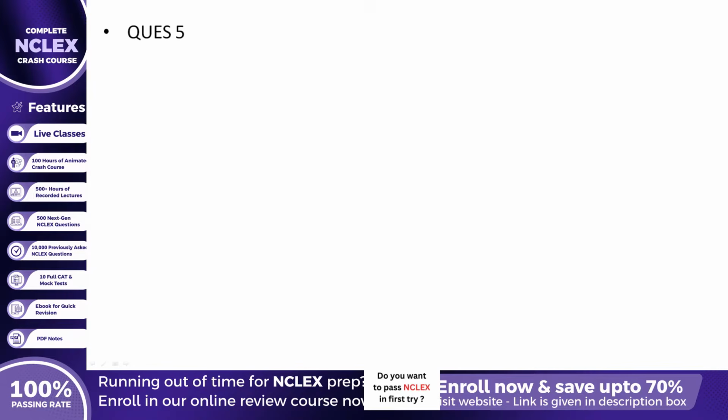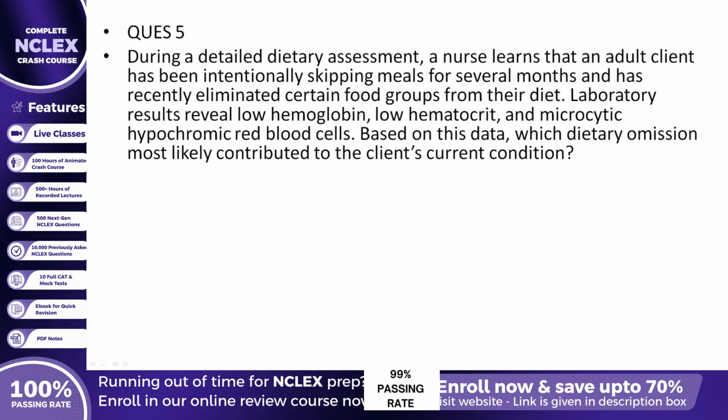Here comes the next question. Let us continue with another insightful case that beautifully connects nutrition, hematology, and clinical reasoning. During a detailed dietary assessment, a nurse discovers that an adult client has been intentionally skipping meals for several months and has recently eliminated certain food groups from their diet. Laboratory results reveal low hemoglobin, low hematocrit, and the presence of microcytic hypochromic red blood cells, classic indicators of iron deficiency anemia. Based on this assessment data, the question asks which dietary omission most likely contributed to the client's condition.